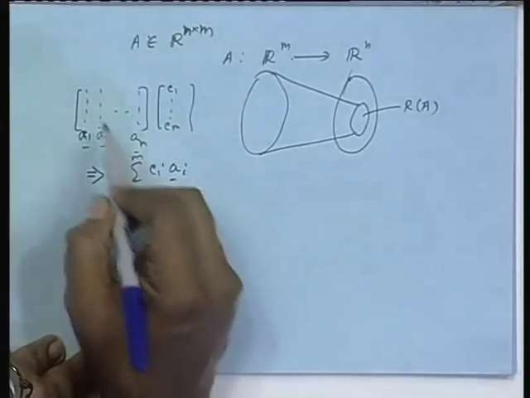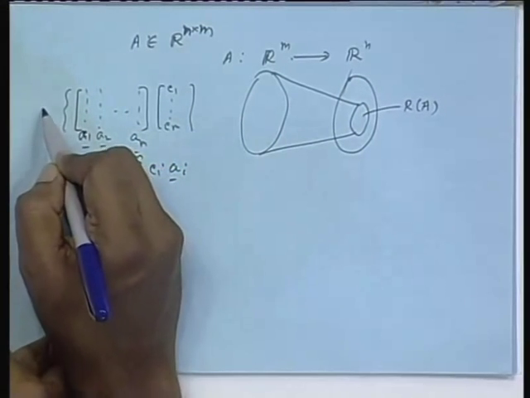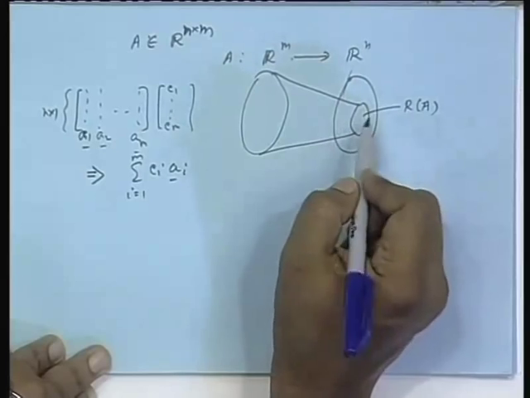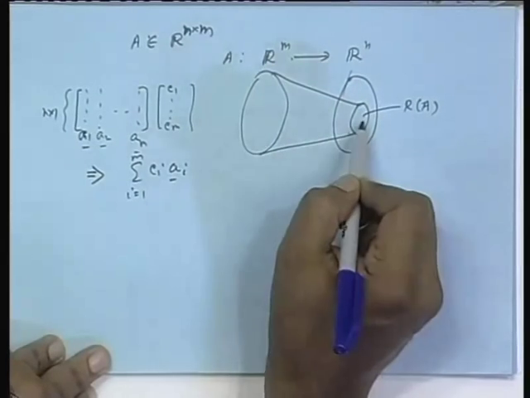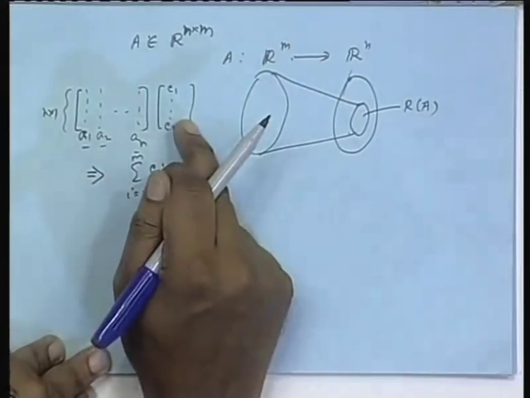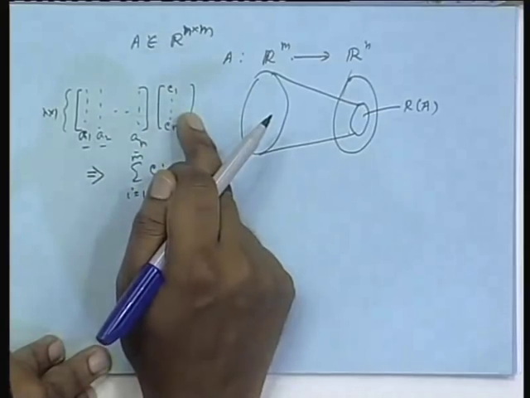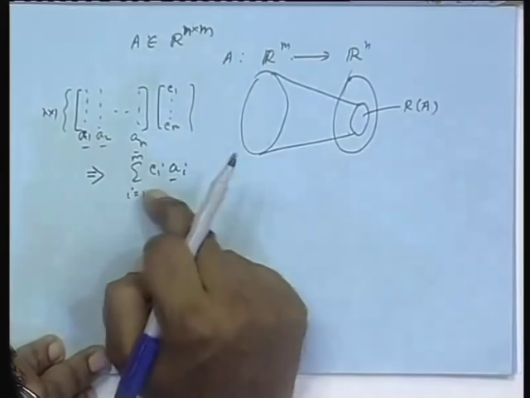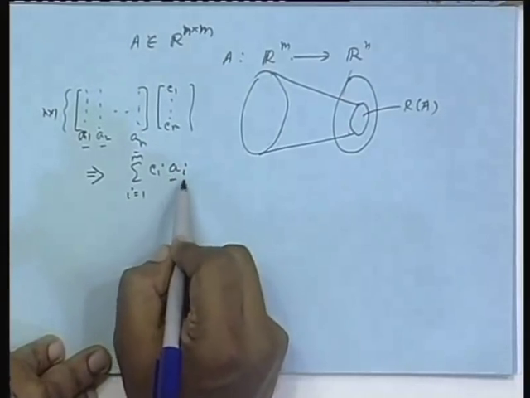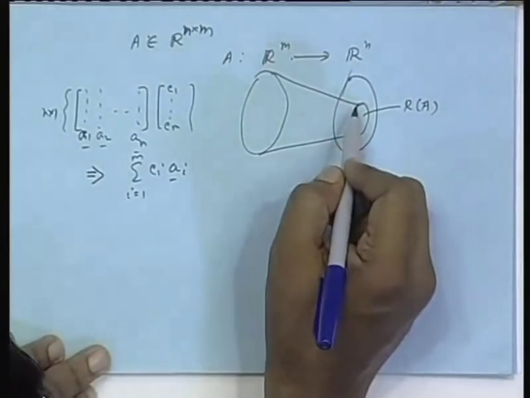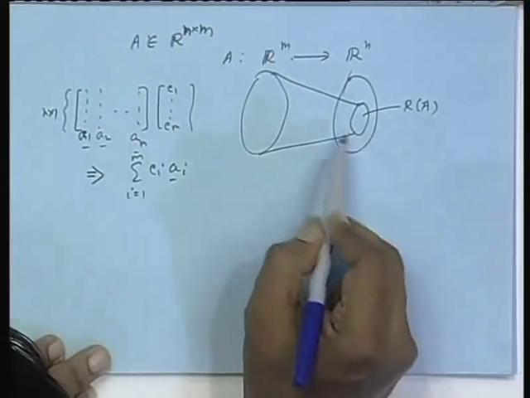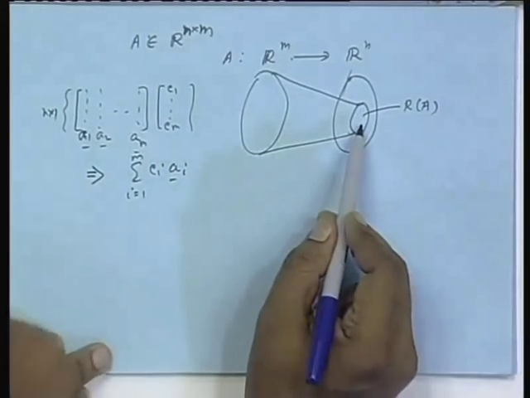These columns are of length n, n cross 1; the columns belong to R^n. So what is the output vector? After this multiplication, you get a vector from R^n. What is that vector? It is nothing but a linear combination of some specific column vectors belonging to R^n. What are the column vectors? Columns of this matrix.